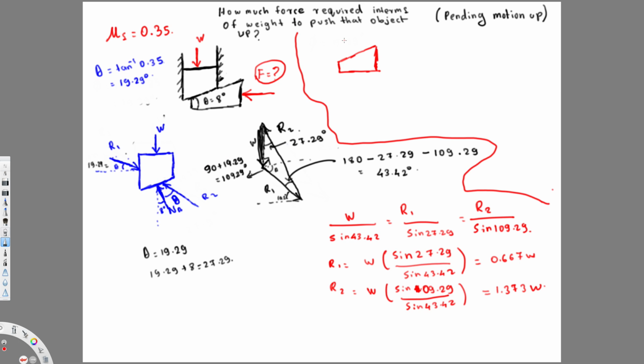So it's going to be NA acting perpendicular to this one. If the direction is this side in the top, the direction should be opposite right here. So this is going to be NA. Then we have R2, in this direction. Then the angle that it makes with the vertical is going to be 8 degrees.